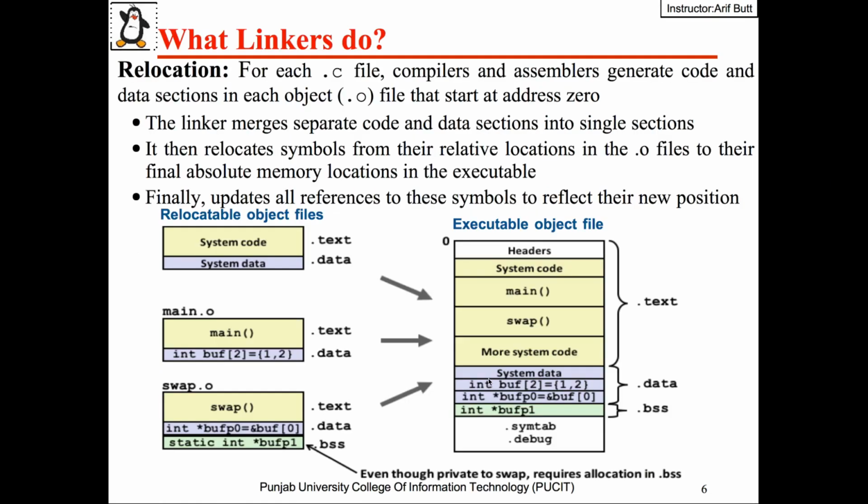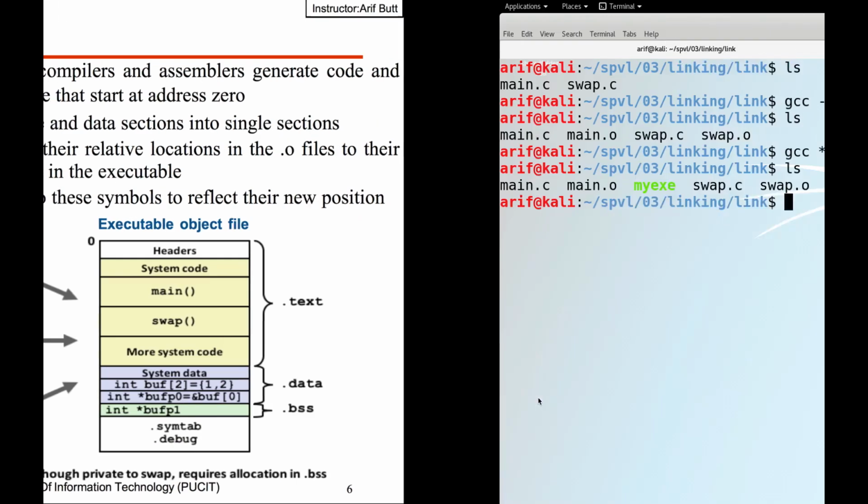You can see over here the relocatable object files, main.o, swap.o, and maybe some other system relocatable object files that need to be linked. And we have one executable file over here. You can see the .text and .data sections of main.o and swap.o are merged into the .text and .data sections of the final executable. Let us see this over here.